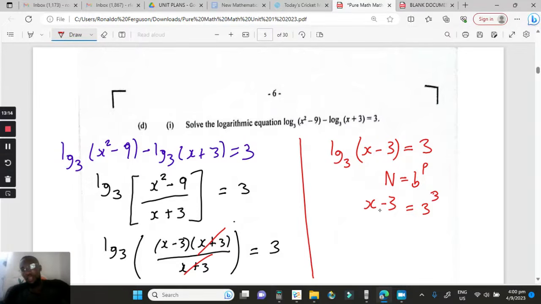And so if we bring over this minus 3, it becomes plus 3. And 3 cubed is 27. And then we have the plus 3 here. So x is just equal to 30. That's the answer. You can always double check it.